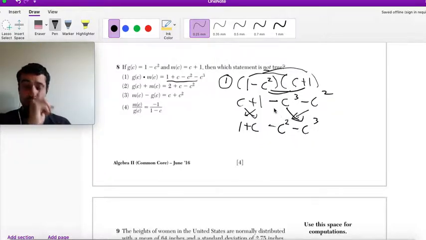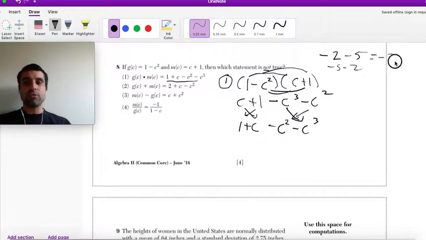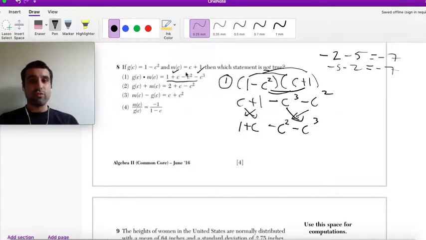So that's fine. Subtraction is not commutative in the sense that 2 minus 5 and 5 minus 2 are not the same. But if I do negative 2 minus 5 and negative 5 minus 2, they're the same thing. They're both equal to negative 7. So if they're both negative, that's fine. So 1 plus c minus c squared minus c cubed, I guess in reverse standard form. So they say which one's not true.